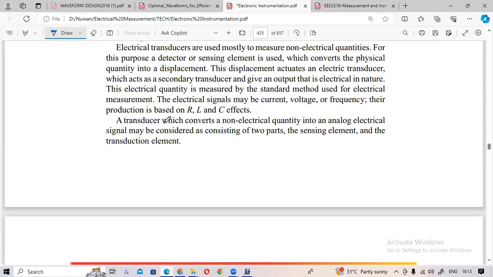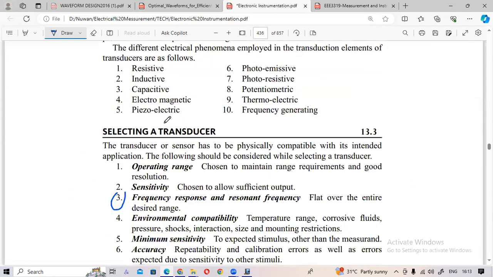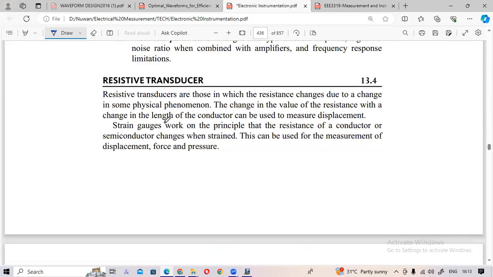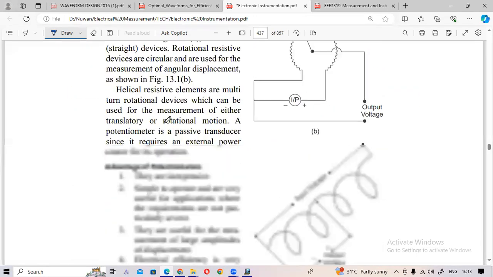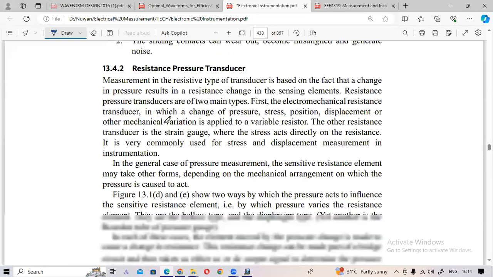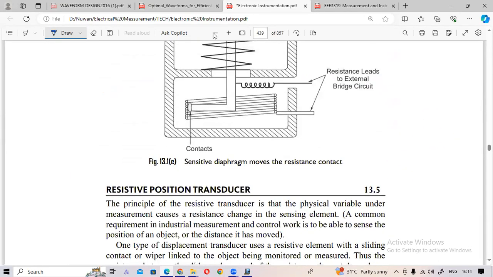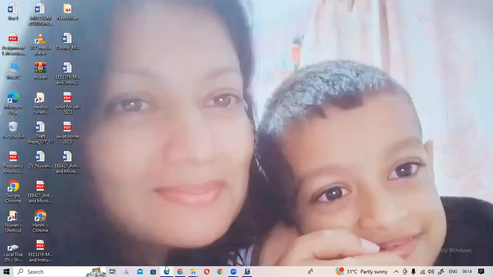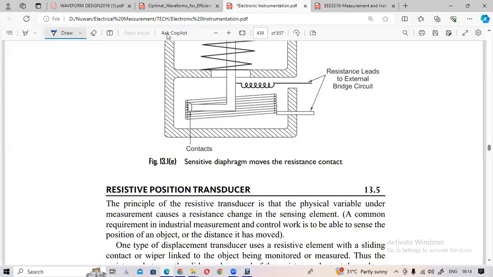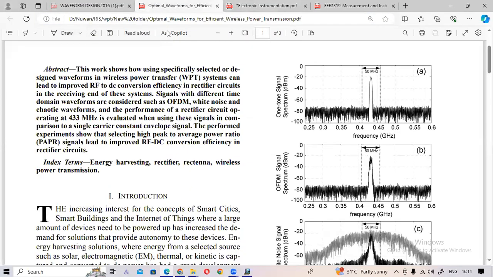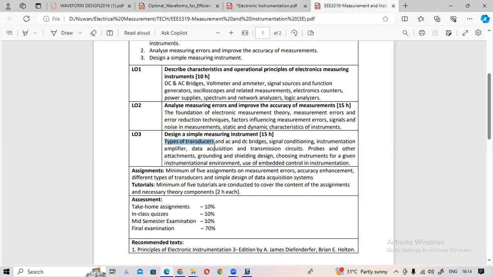I think that's enough related with the transducer. Okay. So there are many types of transducers. You can read this if you have time. Okay. So I think that is enough for the transducers. Okay. Do you have any problem with the transducer?